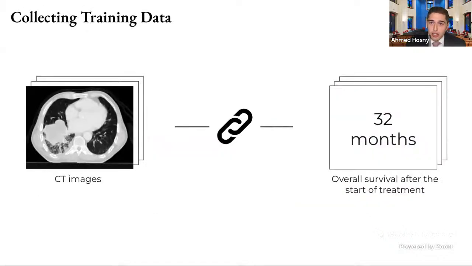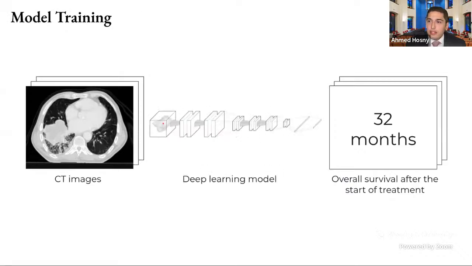And so we had mentioned that deep learning learns automatically from data. And for that, we go out and we collect CT images of lung cancer patients together with the associated clinical information about them. Here we are showing the survival time after the start of treatment. And what we've done here essentially is curating our training data. We've collected the inputs to the model, the images, together with the outputs that we expect to see from the model. And the next step is to use this data to train a model.